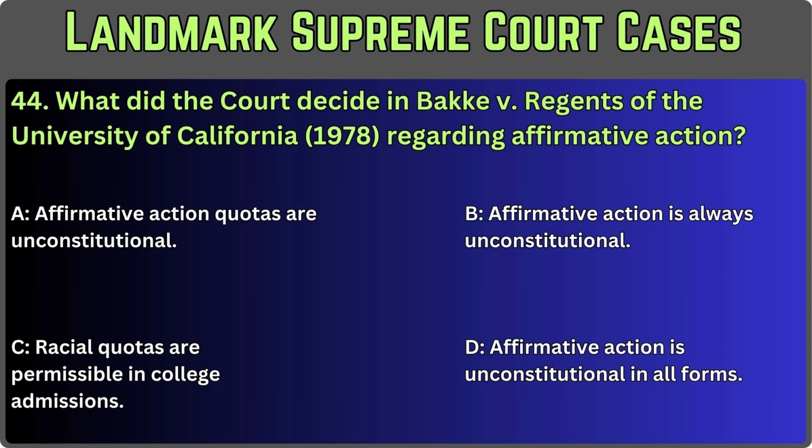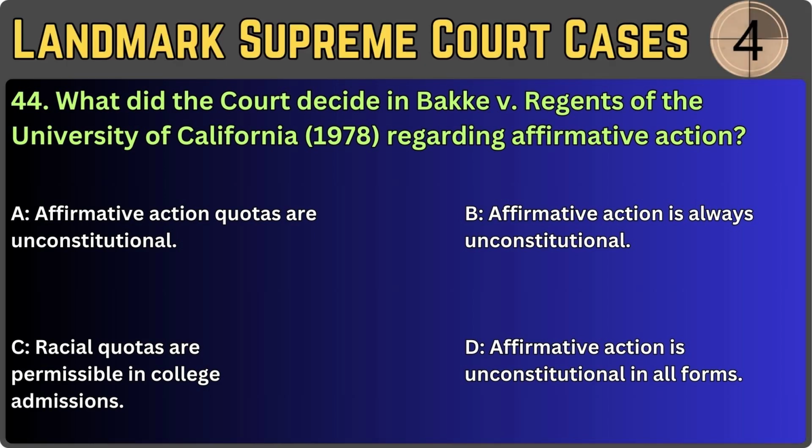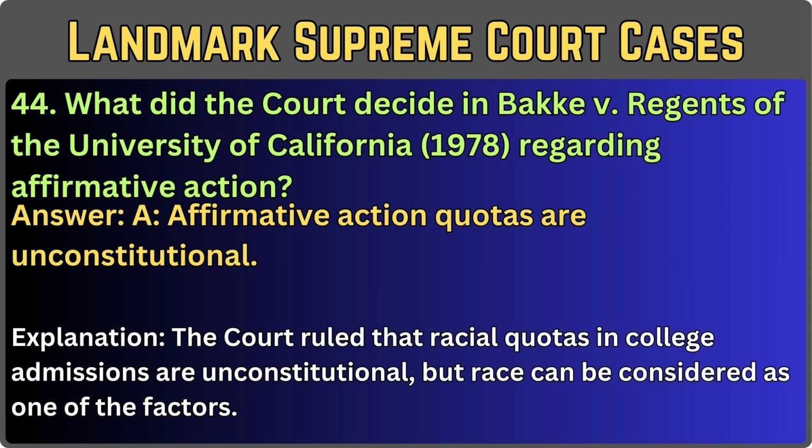A. Affirmative action quotas are unconstitutional. B. Affirmative action is always unconstitutional. C. Racial quotas are permissible in college admissions. D. Affirmative action is unconstitutional in all forms. Answer: A. Affirmative action quotas are unconstitutional.